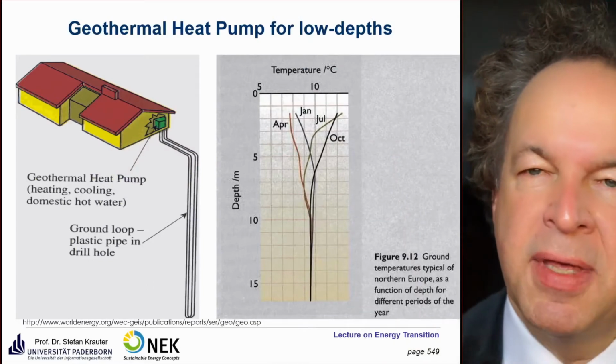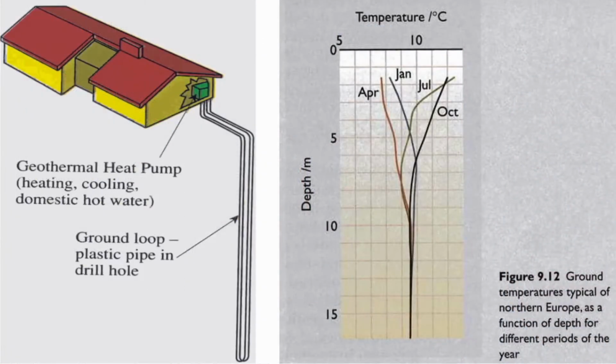Otherwise, it doesn't make sense to transport the direct heat. You see some heat pumps. So you see here the depth and the achievable temperature and the seasonal variation. If you are at low depth, there is some seasonal variation. The deeper you go, the less seasonal variation you have.